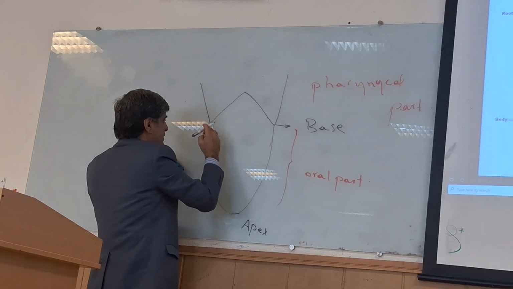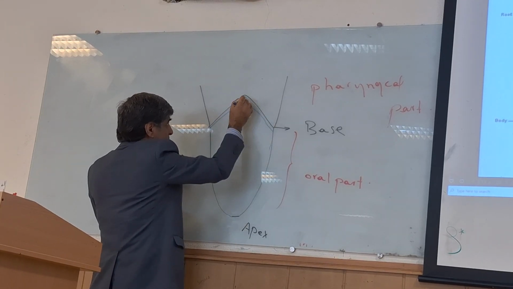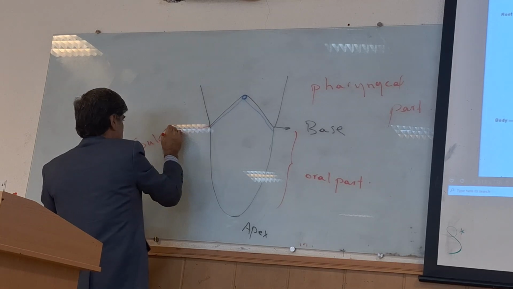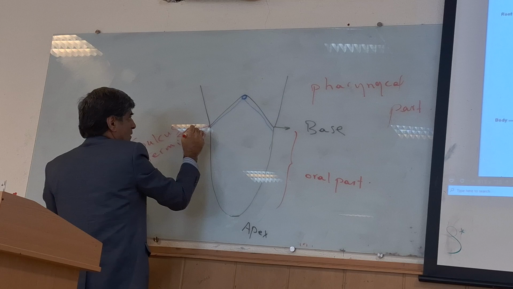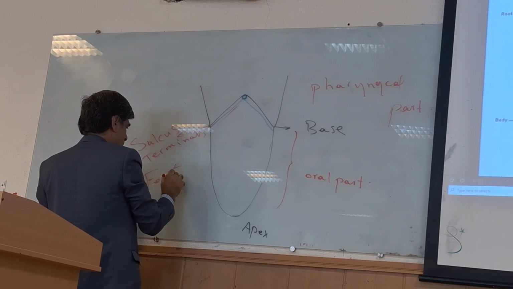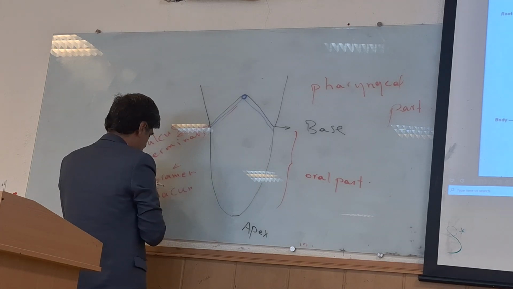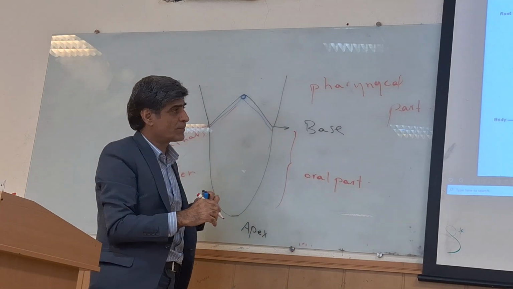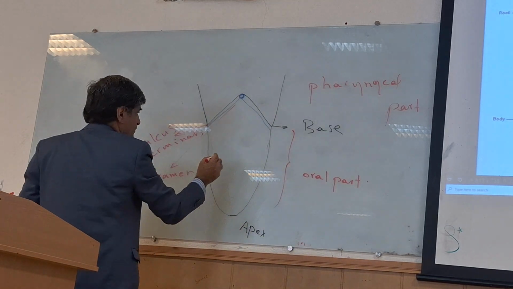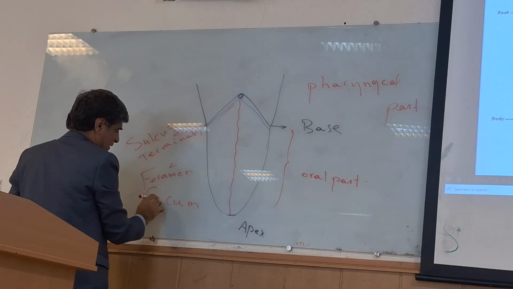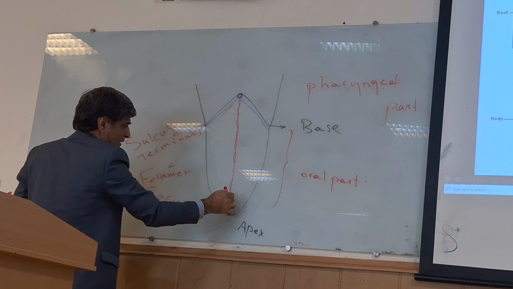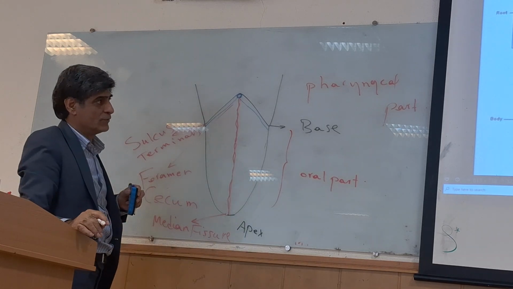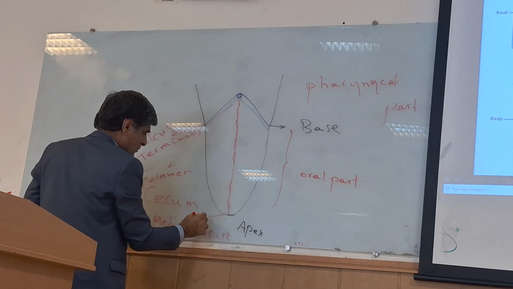Sulcus terminalis and foramen cecum. Sulcus terminalis, foramen cecum, and the median fissure, or median groove.